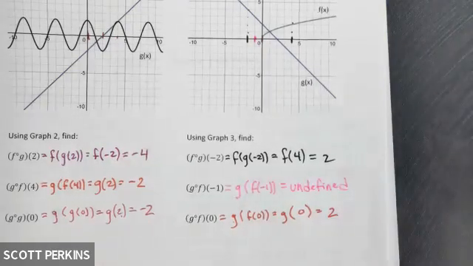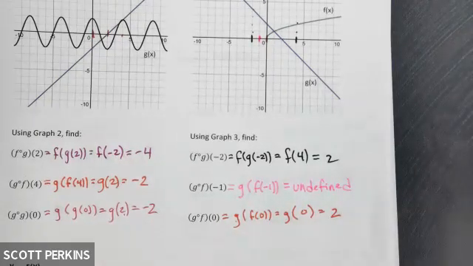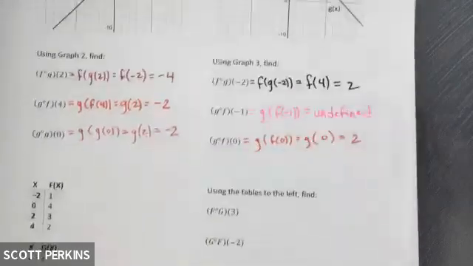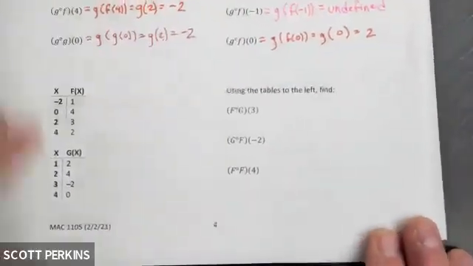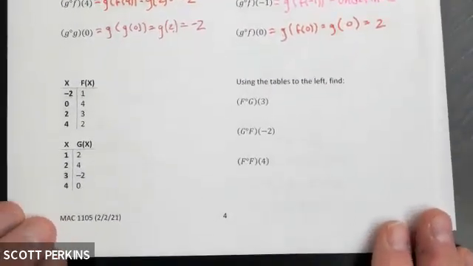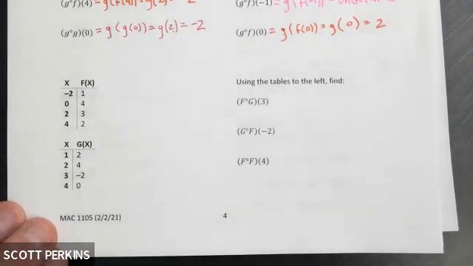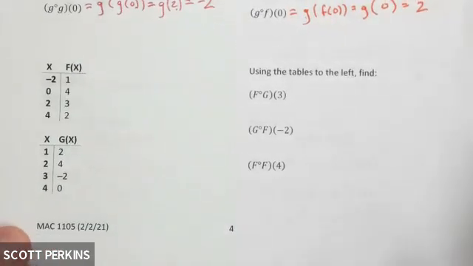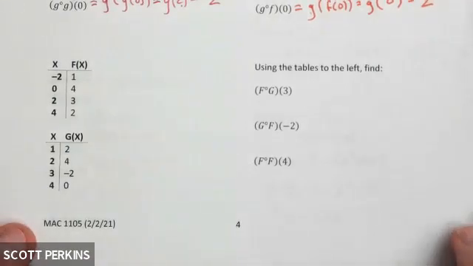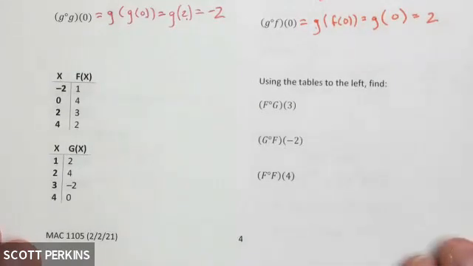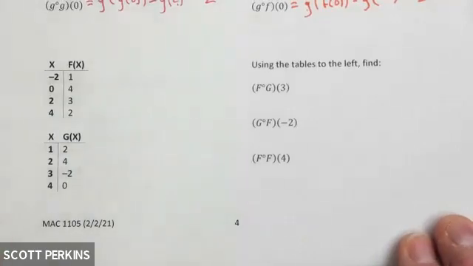Great. All right, the last thing we're going to do, just because I want to make sure you see a little bit of anything you're going to see on the homework or that I would potentially ask you on the test, is what happens now if my values are defined in tables instead of graphs or equations. So let's go ahead. You're just going to learn as you go on this one. Give the first one a try. F composed with G of 3.